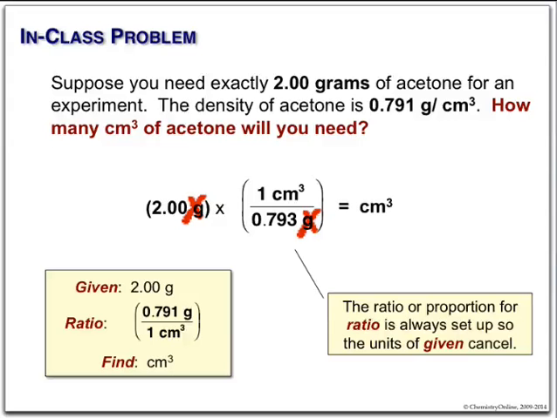So once you've set the problem up, all you do is feed this to your calculator. 2 divided by 0.793, and we get 2.53 cubic centimeters. We have 3 significant figures here. We have 3 significant figures here. And our 1, of course, is an exact number.